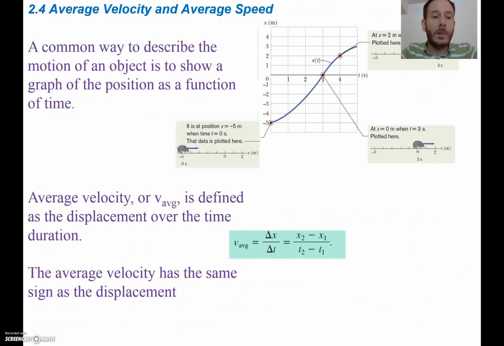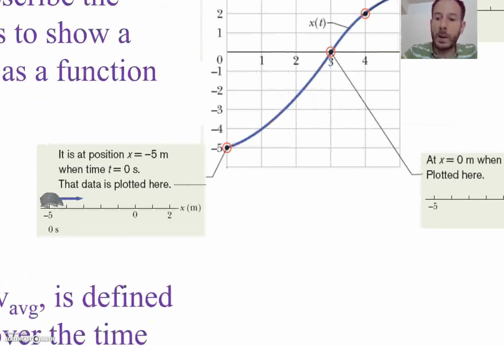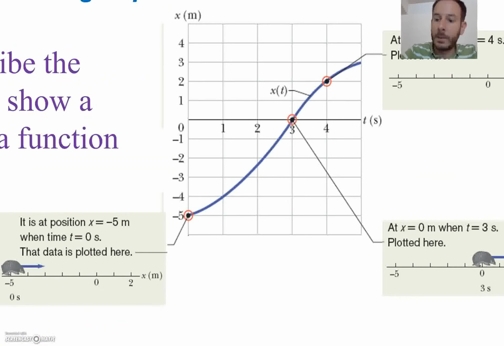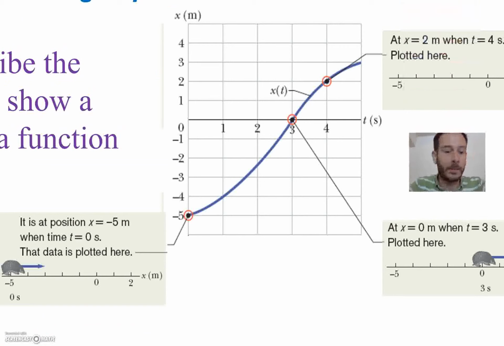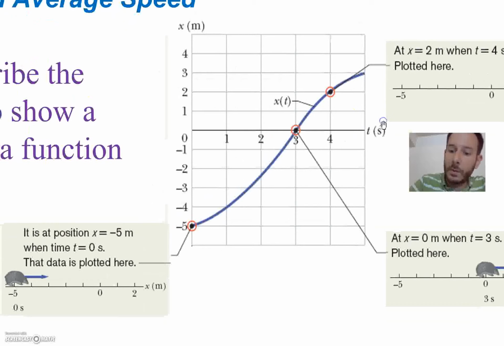Okay. So a common way to describe the motion of an object is to show a graph of its position as a function of time. So even though we're going to be using a coordinate system that has two directions, this is really only talking about movement in the x direction, but our other coordinate is time.